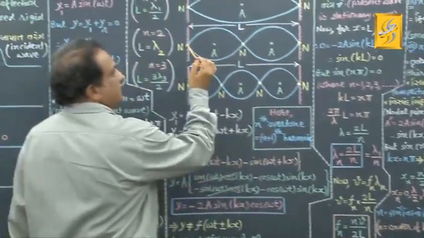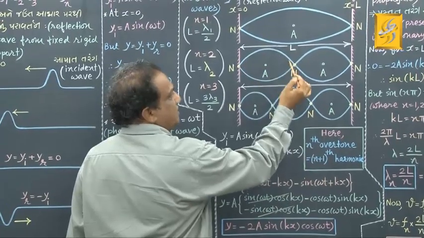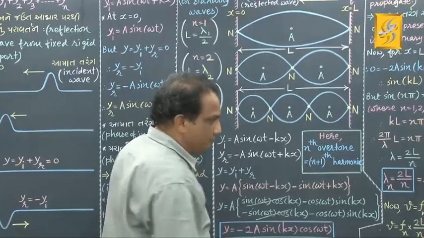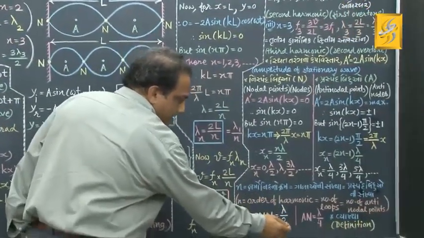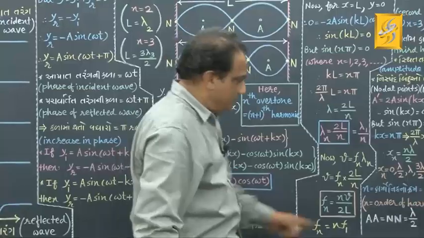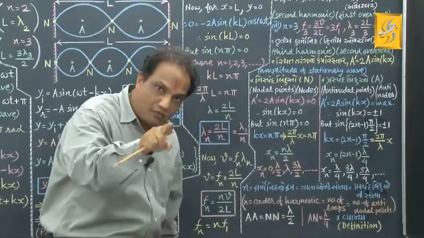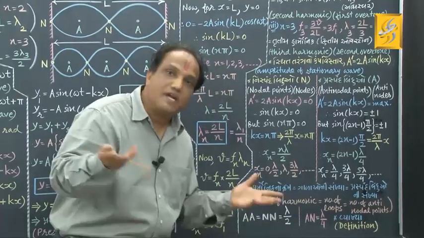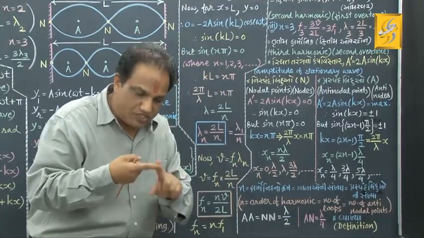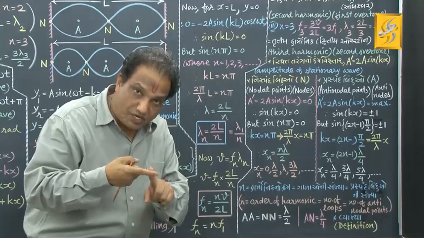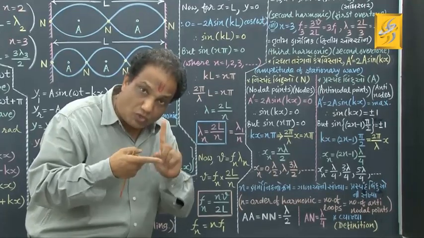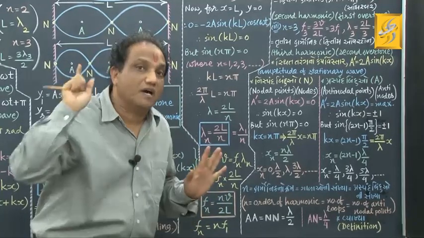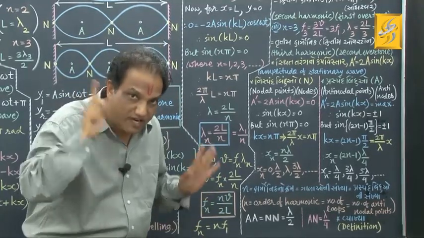Very simple. This distance you can see is one crest. One crest means half of the wavelength, that is lambda by 2. So I am putting lambda by 2. In the first harmonic it is lambda 1 by 2. In the second harmonic it is lambda 2 by 2. In the third harmonic it is lambda 3 by 2 and so on. Simple. So the distance between two consecutive antinodes or two consecutive nodes in any harmonic is half of the wavelength of that harmonic.